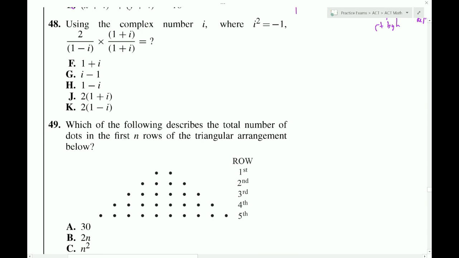Number 48. Using the complex number i, where i squared is minus 1, what is this equivalent to? The first thing I want to make note of is that a lot of people think, can we just cancel these? But then, of course, that is not a choice. So why are they even doing this in the first place? Well, if you recall, you do what's called rationalizing the denominator. We don't like having radicals in the bottom, so this is how we sort that out. So we end up with rad 3 in this instance.